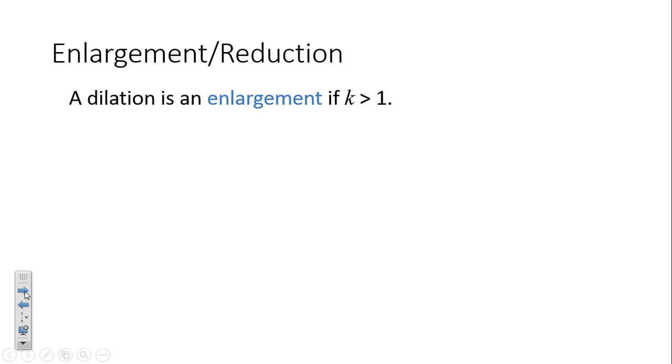So if your scale factor, if k is bigger than 1, it's an enlargement. It gets bigger. Okay? If your scale factor is between 0 and 1, it's a reduction. It gets smaller. What's a number between 0 and 1? 0.5, 1/2, right? 1/4, 3/4. Okay? 0.75, 0.6. All of those will make a reduction.